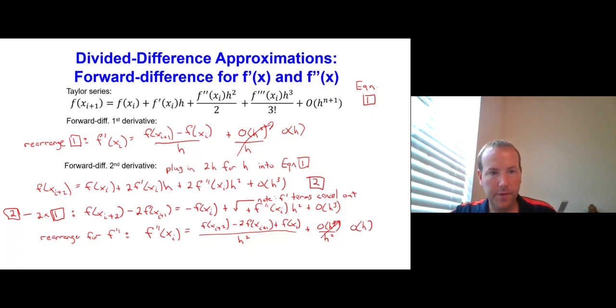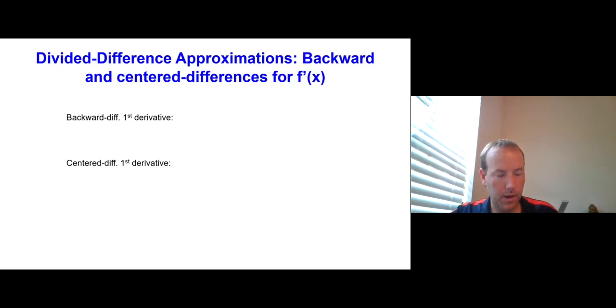Okay, so that's the first derivative and second derivative. We can also use a similar approach for backward or centered derivatives that use the current value and the previous value. That's what the backward is. And so the trick for the backward first derivative is that we're going to plug in minus h everywhere we had h in equation 1.